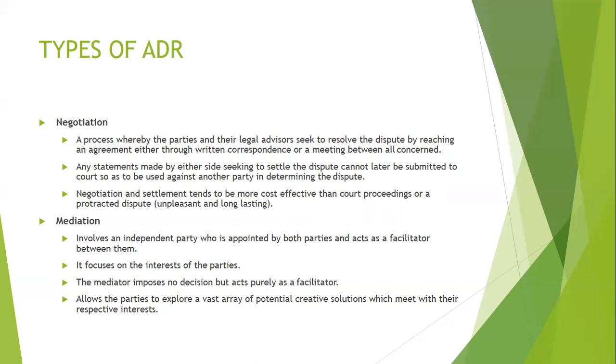The first, negotiation. So negotiation is a process whereby the parties involved and their legal advisors, so each party will have a legal advisor, seek to resolve the dispute by reaching an agreement either through written correspondence or a meeting between all concerned. So they seek an agreement. Notice we essentially have just the parties here. They may have legal advisors, but there's no intermediate person involved, right? So amongst themselves, they are seeking to have some kind of agreement.